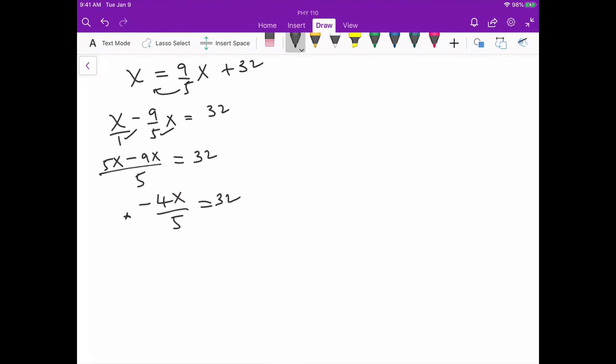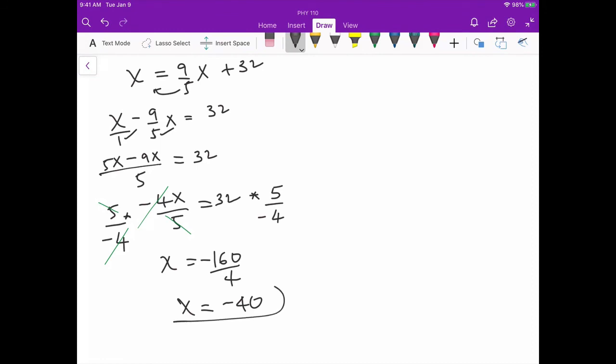Now, if I multiply this side by 5 and divide it by negative 4, I have to do the same thing on this side: multiply that by 5 and divide it by negative 4. Why do I do that? Because I just want to isolate x. I want to have x by itself. If I do that, everything else will be eliminated and I'll only have x by itself. Then 32 times 5 is 160, divided by negative 4. So x will be negative 40.